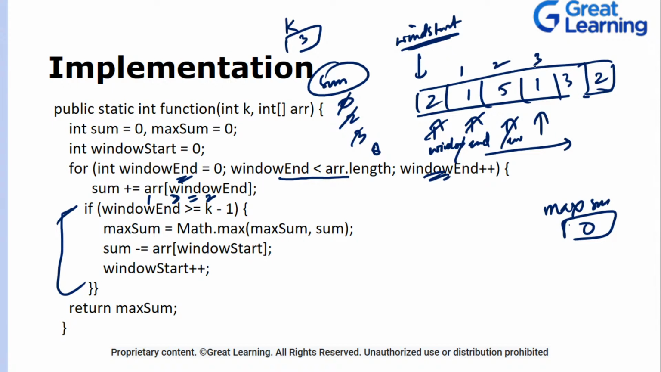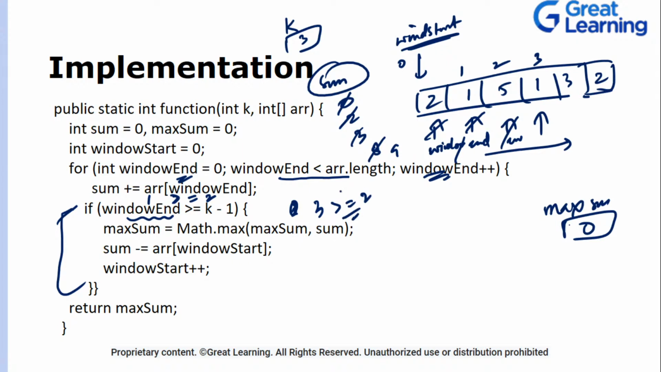This time window end is 3. So now window start is at its position, that is at 0 index. Now we will be exceeding this window, right? So once we add this 1 to the window sum, it becomes 9, right? Then we will check, is window end greater than or equal to k minus 1? This time around it is 3, and it is greater than or equal to 2, right?